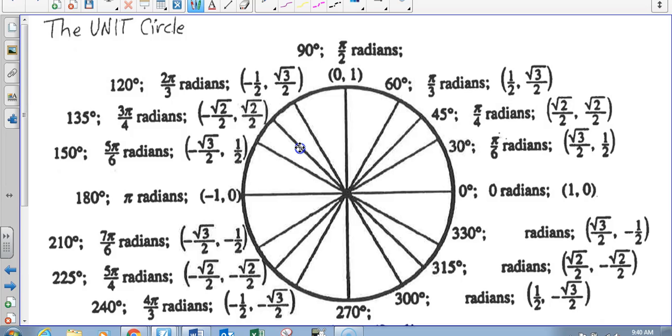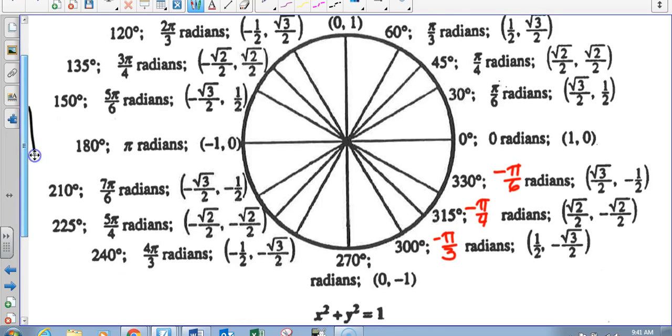So, I took the unit circle for you, and I called it an inverse unit circle up here at the top of your paper. And we need to renumber these using negatives, and then we're going to use those answers when we answer that question. So 330 is actually negative pi over 6. 315 is negative what? Pi over 4. 300 is negative pi over 3. And this guy down here, negative 90, is negative pi over 2.